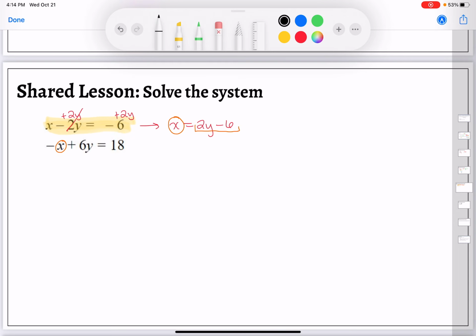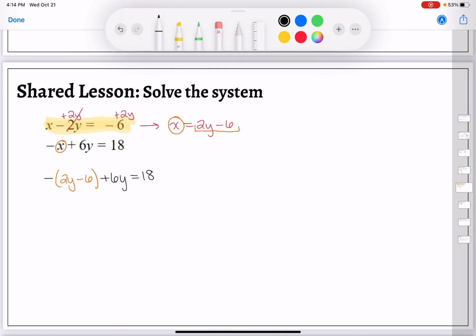Now be careful on this one. I have that negative sign out front. And then I'm going to have my parentheses with the 2y minus 6 inside. And then it's going to say plus 6y equals 18. Notice all that I replaced was the x. The negative stayed, the plus 6y equals 18 stayed, and I put that 2y minus 6 in parentheses. But I'm substituting in for x this time because I got the x equals, right? So make sure you're substituting in for the correct variable.